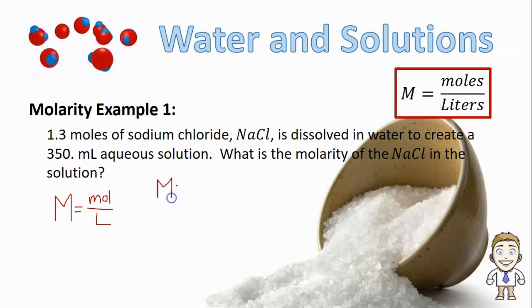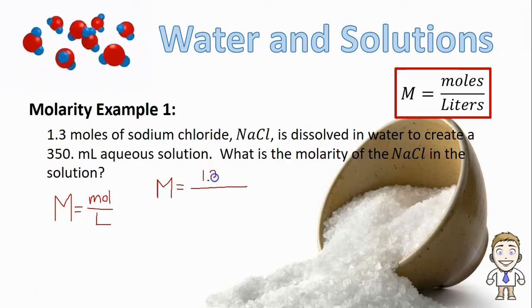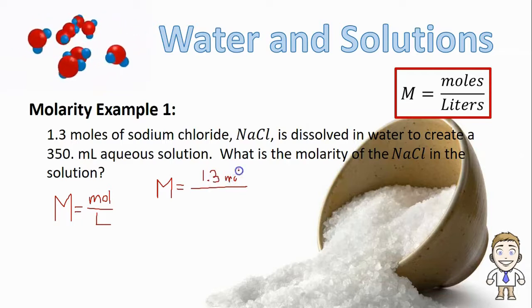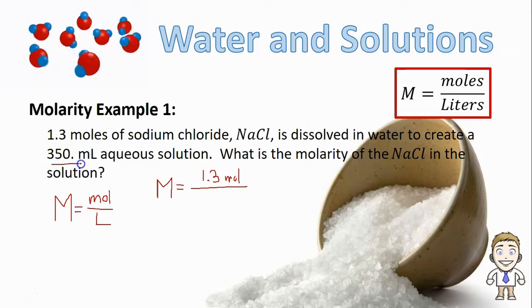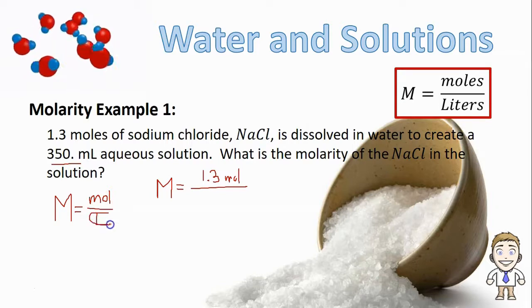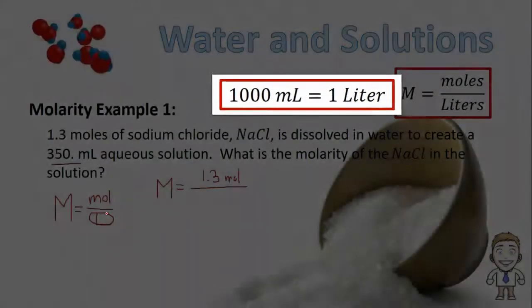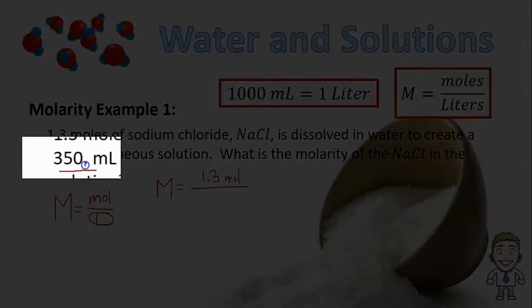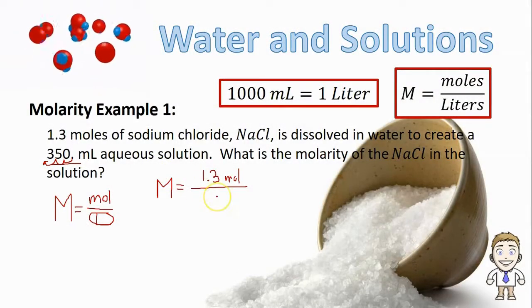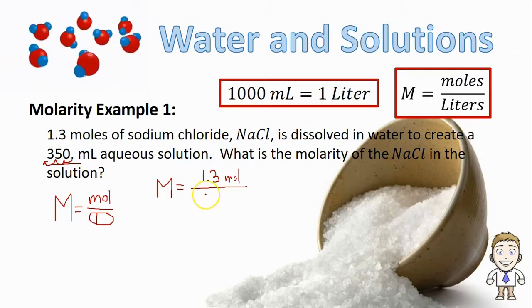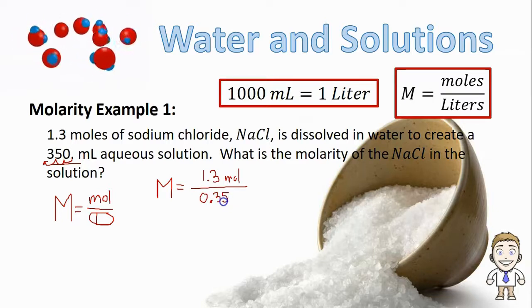The very first thing it tells me in the equation is that there's 1.3 moles of sodium chloride. And since that is the solute, I can plug in 1.3 moles on top of my molarity fraction. The one issue I do have is the volume it gives me is in milliliters, and for molarity, that volume has to always be in liters. The conversion between milliliters and liters is found at the top of the video screen, but a quick shortcut is to take that decimal place and move it 3 places to the left. That's technically dividing by 1,000 to change milliliters to liters. So the volume of my solution is 0.35 liters.